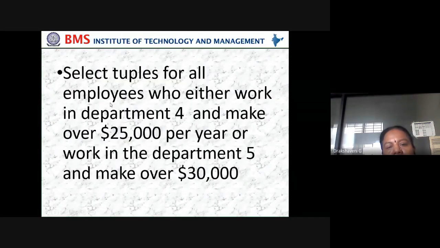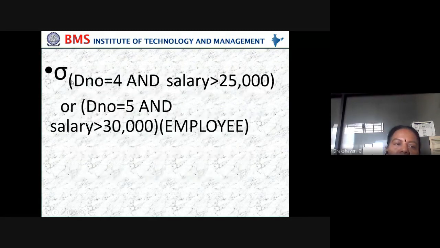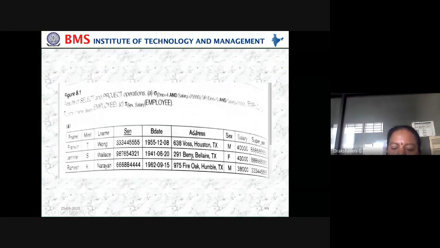And we have seen this also. Select the tuples who either work in department 4 and make over 25,000 per year, or work in department 5 and make over 30,000. So here you can see: D number equal to 4 and salary greater than 25, or D number equal to 5 and salary greater than 30, from the employee table. That will be the result of that query.